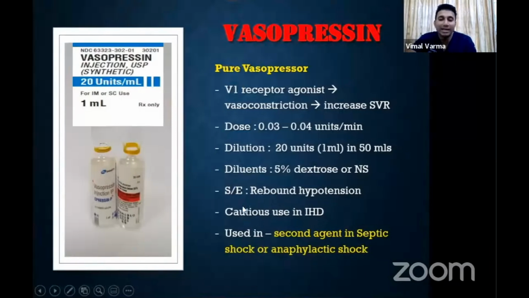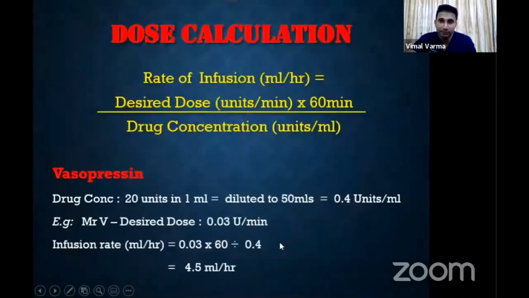Use with caution in ischemic heart disease, because since it's a potent vasopressor, vasoconstrictor, it can also cause coronary vasoconstriction, thus causing myocardial ischemia. It is the second agent of choice in septic shock or anaphylactic shock, any distributive shock where vasodilatation is the main pathogenesis.